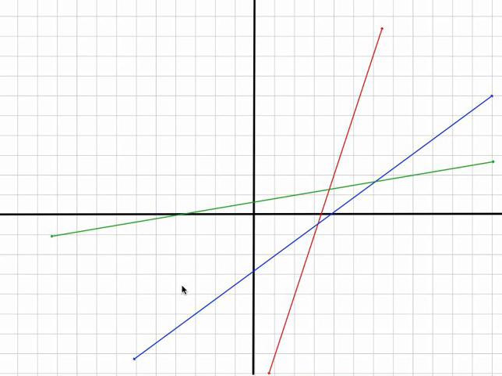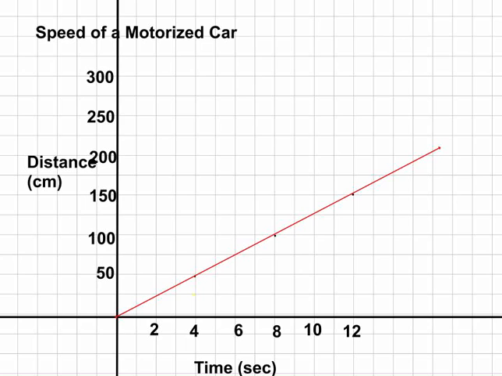What I mean by that is the y is increasing at the smallest rate each time the x increases. Whereas in the red graph, as the x increases, the y is increasing at a greater rate. So we have a very steep incline. We're going to apply this concept to finding the slopes from different graphs. If we take a look at something like the speed of a motorized car, we've been finding slope all the time, just disguised as different names.